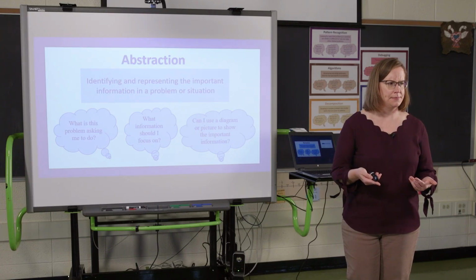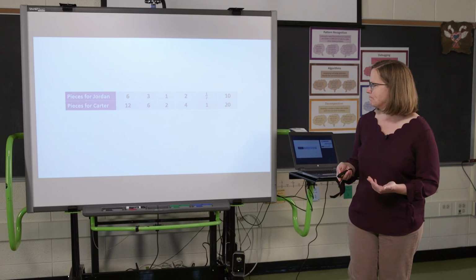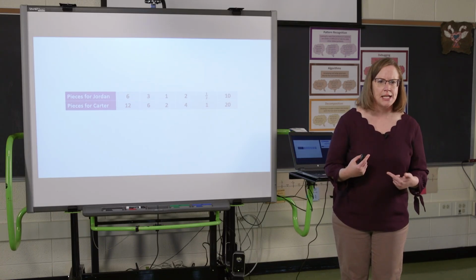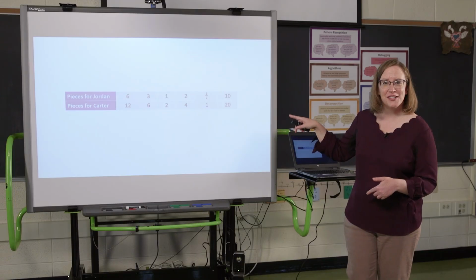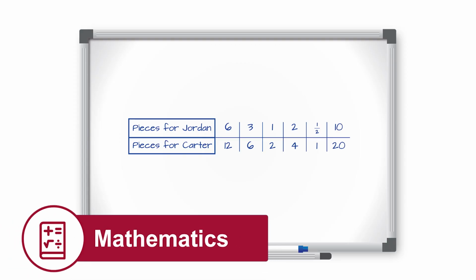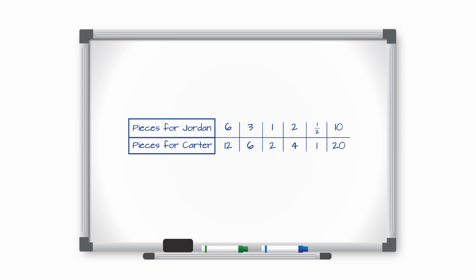So let's think about that. Let's look at this table. So you're going to see a lot of tables like this in your math book. And when tables show equivalent ratios like this one, we can call them rate tables. So what are the rows and columns doing in this table?